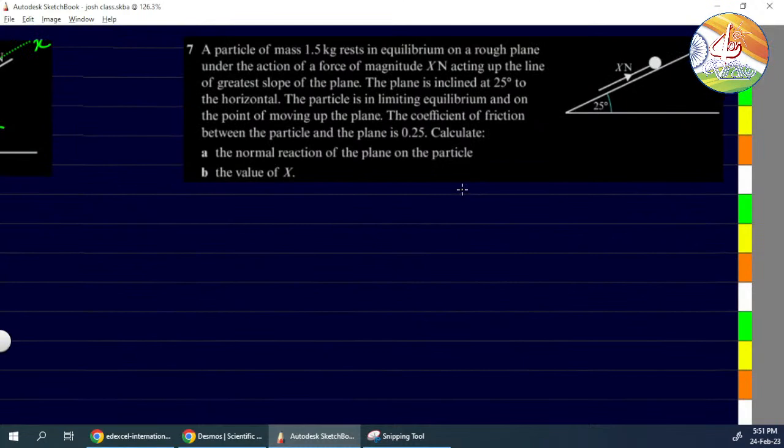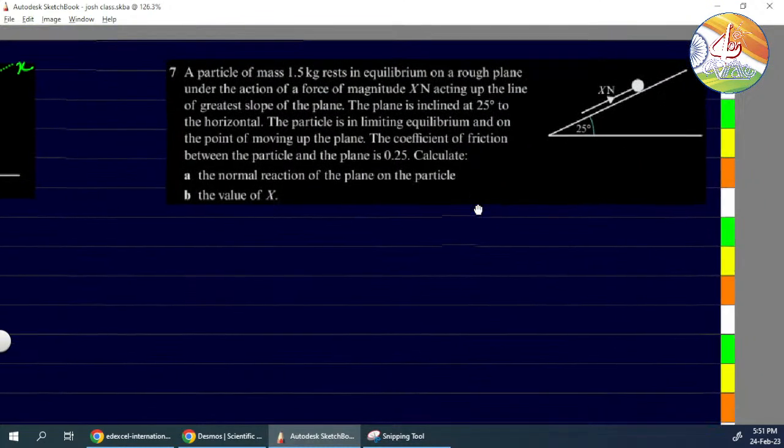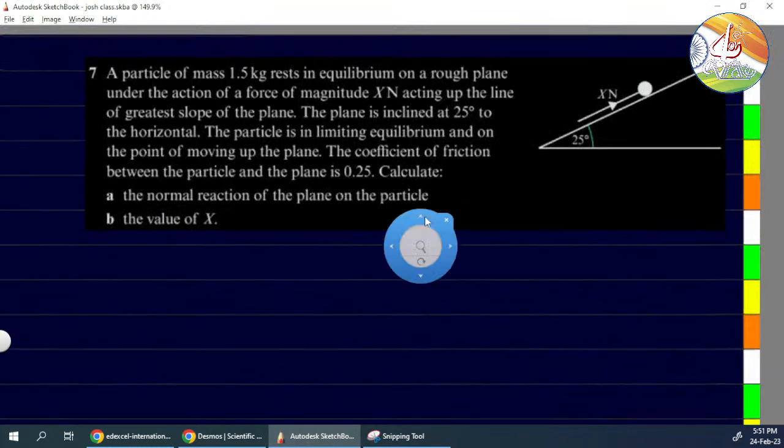A particle of mass 1.5 kg is resting in equilibrium on a rough plane surface under the action of a force of x newtons. We don't know the value of x. It acts up the line of greatest slope of the plane. The plane is inclined at 25 degrees to the horizontal. The particle is in limiting equilibrium and on the point of moving up the plane. So once again it is moving upwards. Where will the friction act? Friction will again act in the downward direction, right?